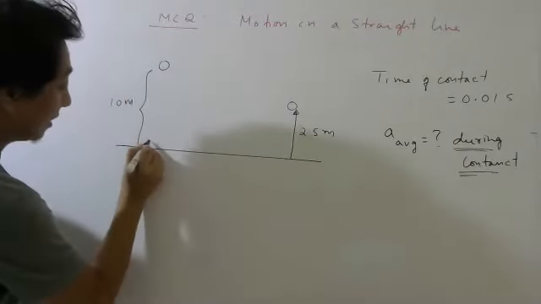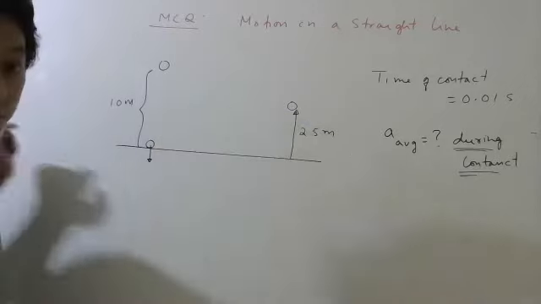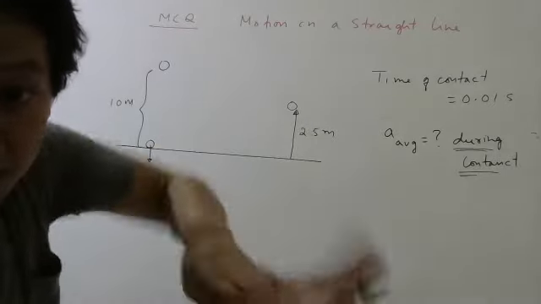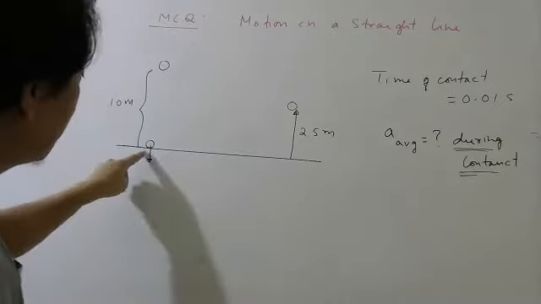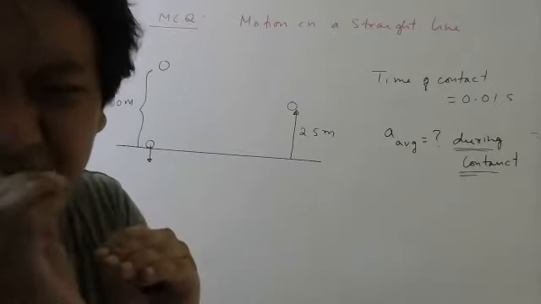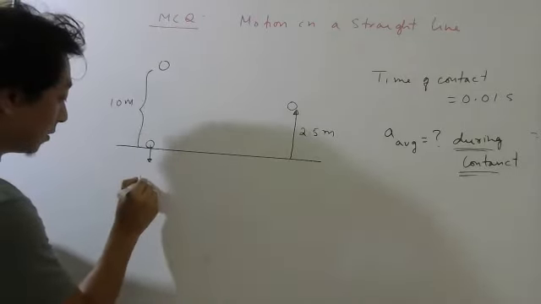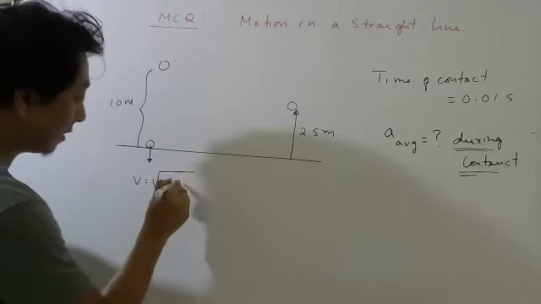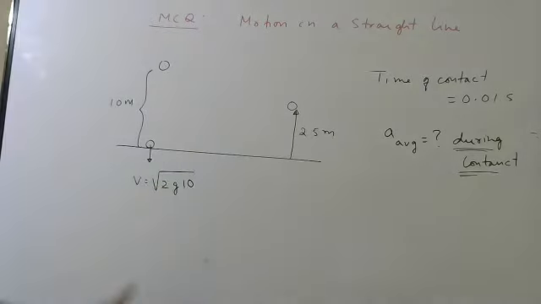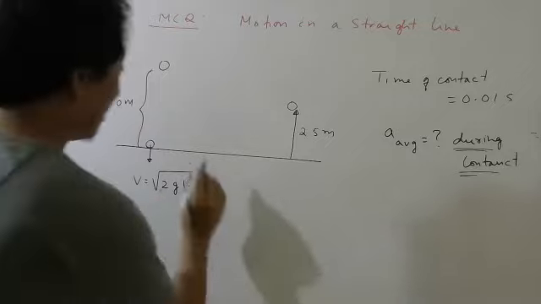Here it starts. Then when it hits, it will have some velocity. This is the picture just before hitting. So what will be the velocity at that time? Root of 2g 10. Yes or no? Agree or not, everybody? Yeah. Then it will start.